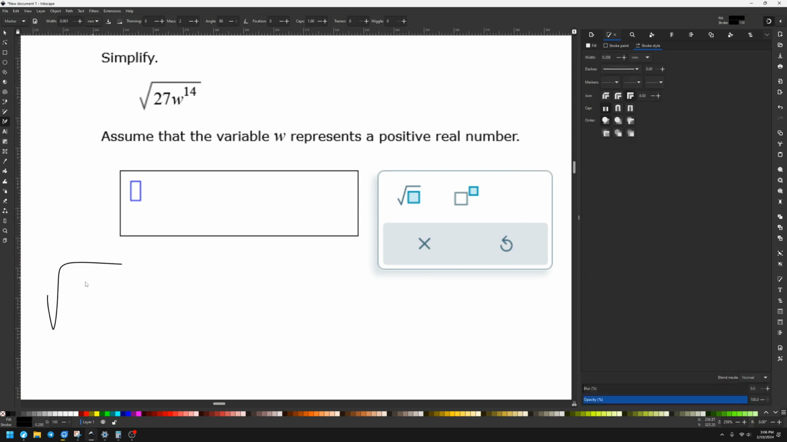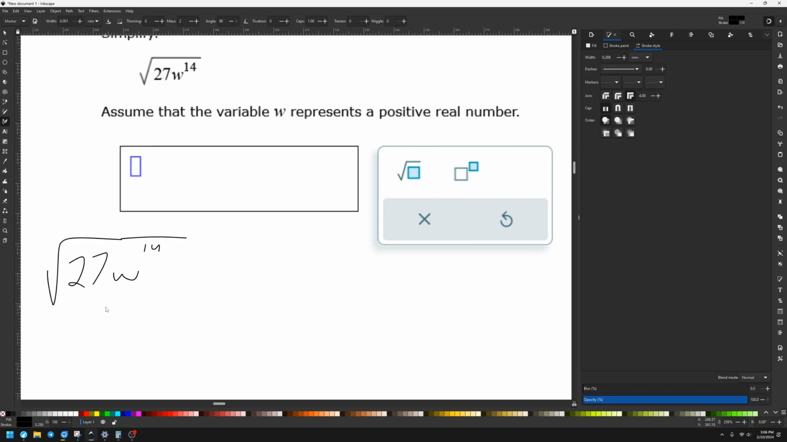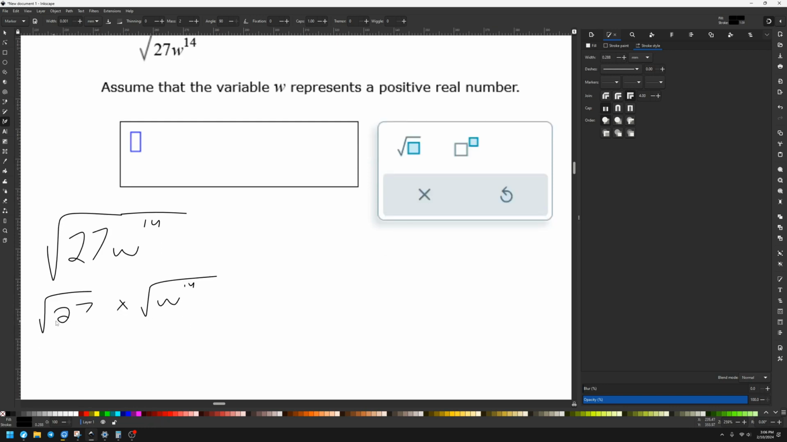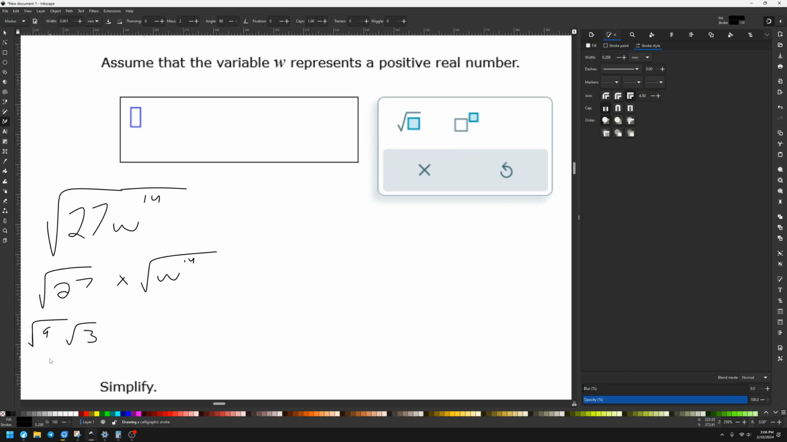Okay, so the square root of 27 times w to the 14th. And when we have radicals like this that are a product, we can break it down into separate terms. So we have the square root of 27 times the square root of w to the 14th. We can break the square root of 27 down further into the square root of 9 times the square root of 3. And the square root of 9 is 3, so we're going to be left with 3 times the square root of 3.